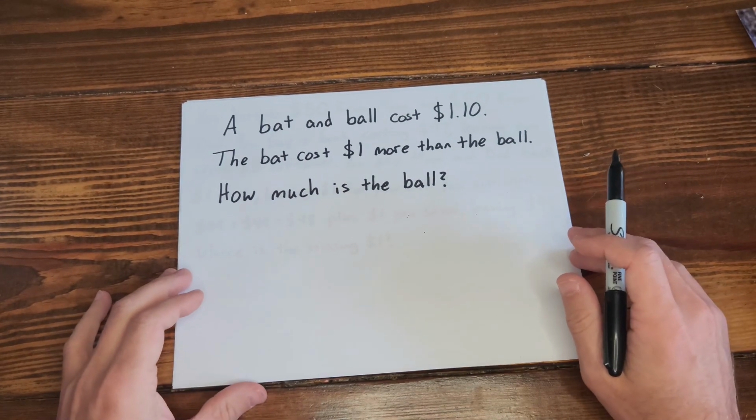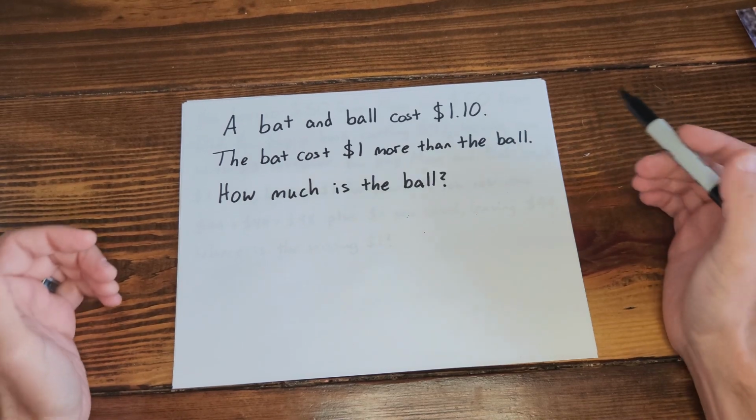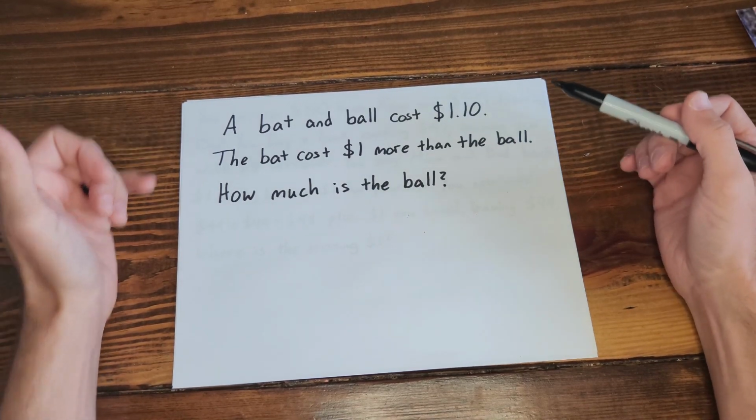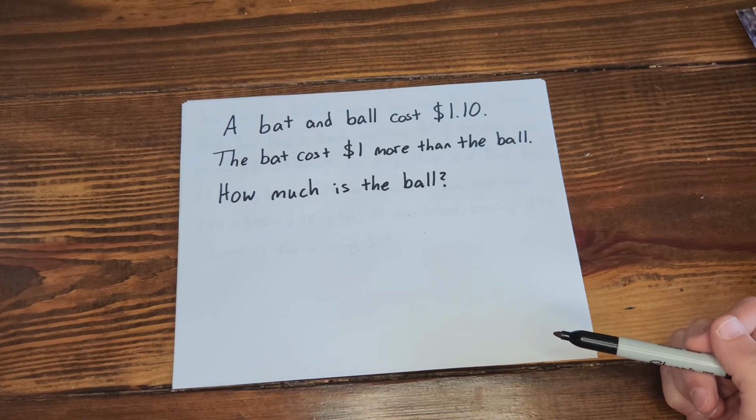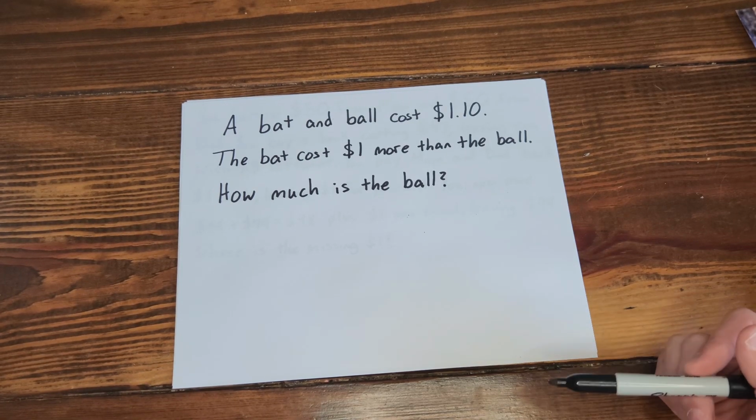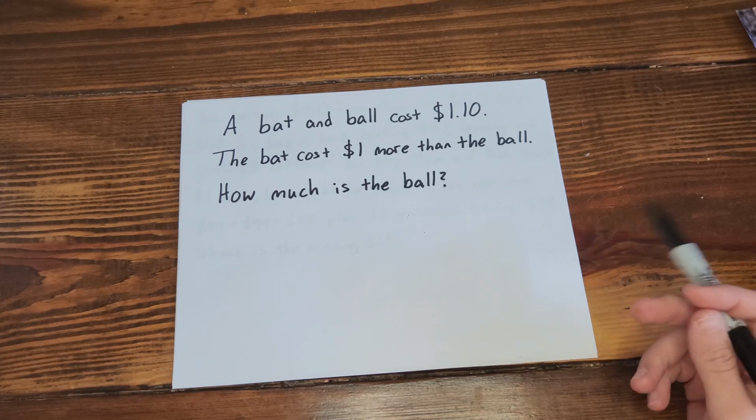So our next problem here, this one's just more of a riddle. Gets people stumped quite a bit. A bat and a ball cost $1.10. The bat costs $1 more than the ball. So how much is the ball?